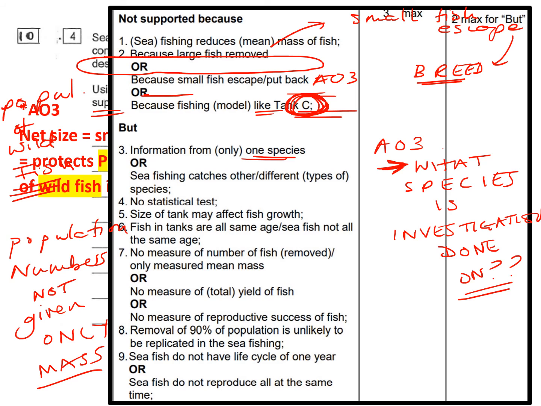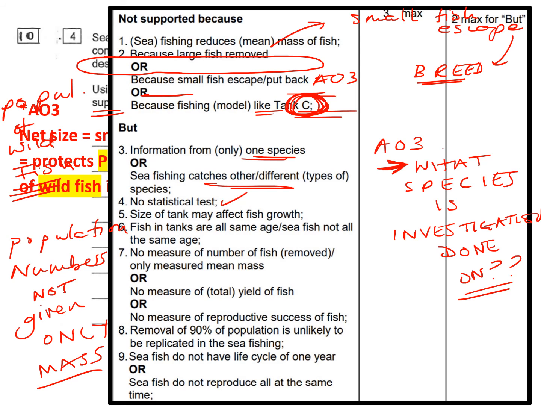Sea fishing catches other different types of fish. So it's saying in the nets, okay, maybe it's not one species, but maybe they catch a collection of different species of fish in the nets, and the little ones from each of the different species might be able to escape. Well, we've got no data on the other species. No stats test, no p-values. We don't know if the differences in means are significant or not.